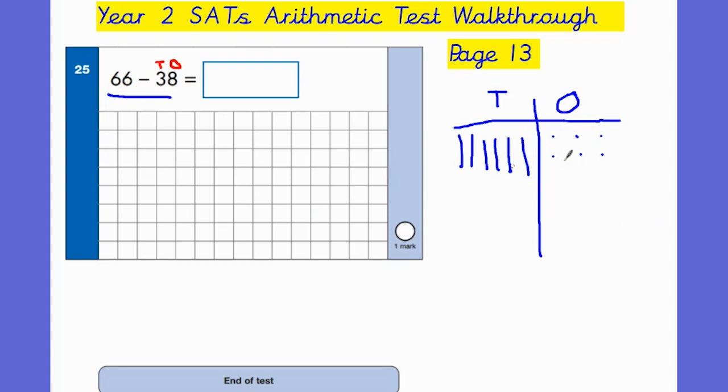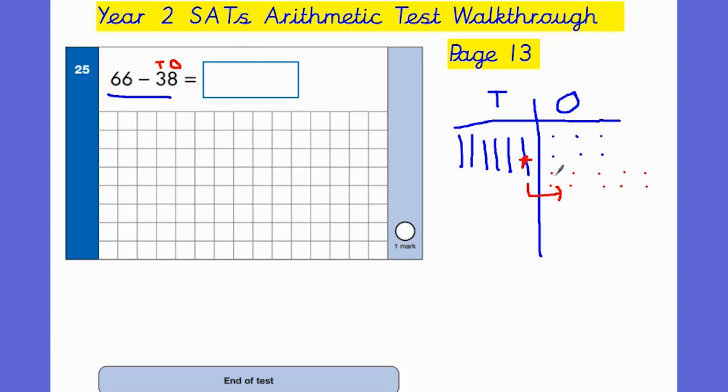But again, we can see that we cannot take 8 ones away from 6 because there isn't enough. So I'm going to borrow. I'm going to get rid of that 10 out of the tens, cross it out, and that's what you want the children to do. And then we're going to write down 10 ones over here. 5, 6, 7, 8, 9, 10.